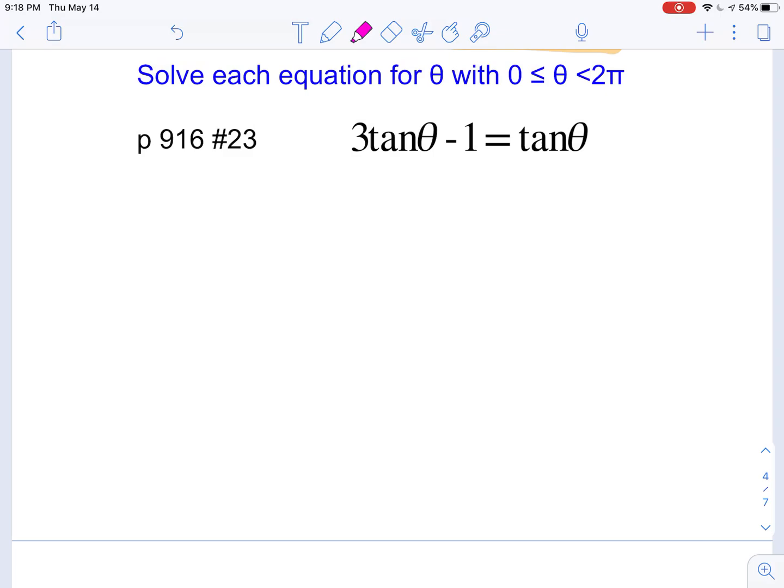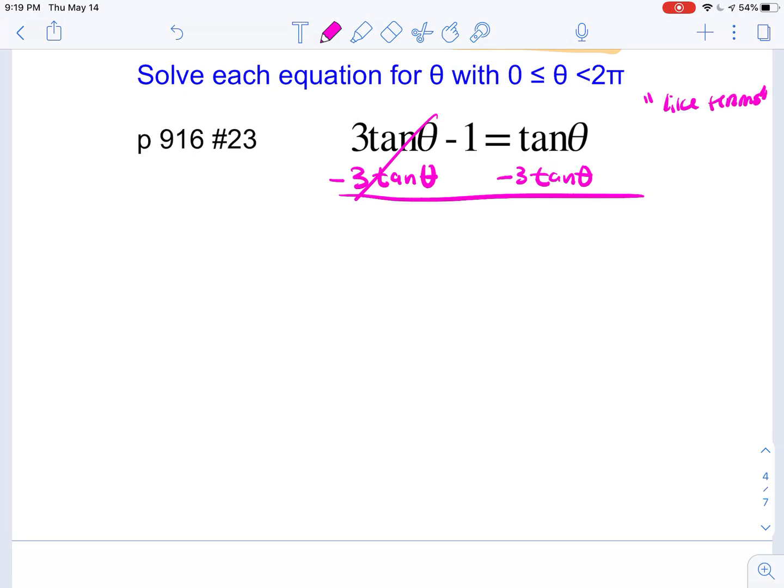Okay, let's try another. Solve each equation for theta, where theta is in between 0 and 2 pi, not including 2 pi. Okay, so now we see we have 3 tangent of theta minus 1 equal to tangent of theta. Now, tangent of theta is considered a like term with itself. Okay, so what I'm going to do in this question is I'm going to move this 3 tangent theta to the other side.